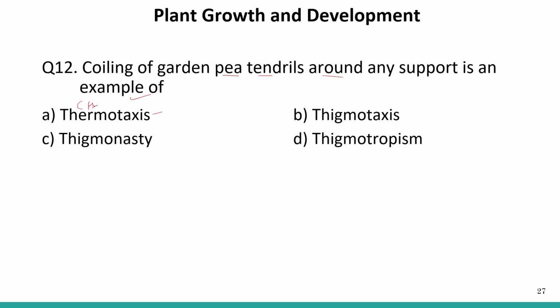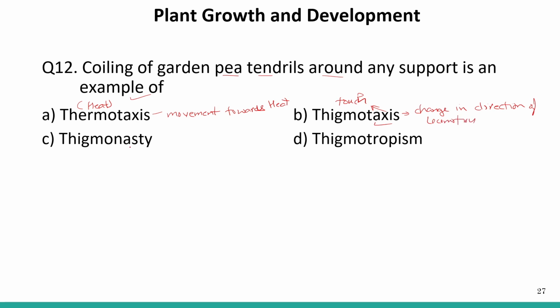Thermo means heat, so movement towards a heat source. Then we have thigmotaxis. Thigmo means touch. So you can say it is a change in the direction of locomotion due to a touch stimulus.